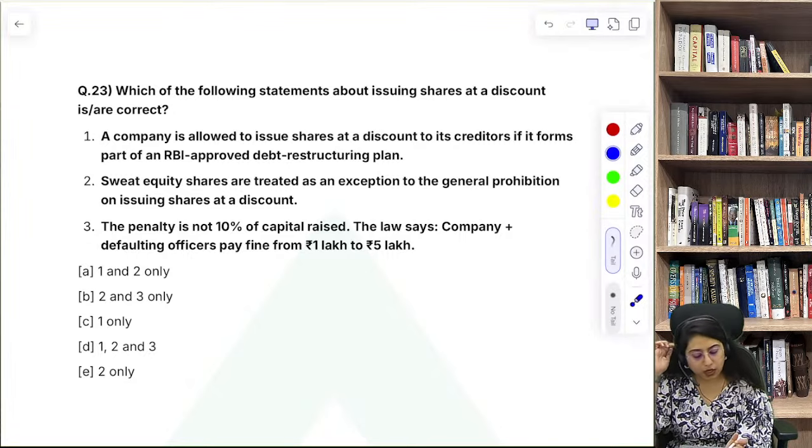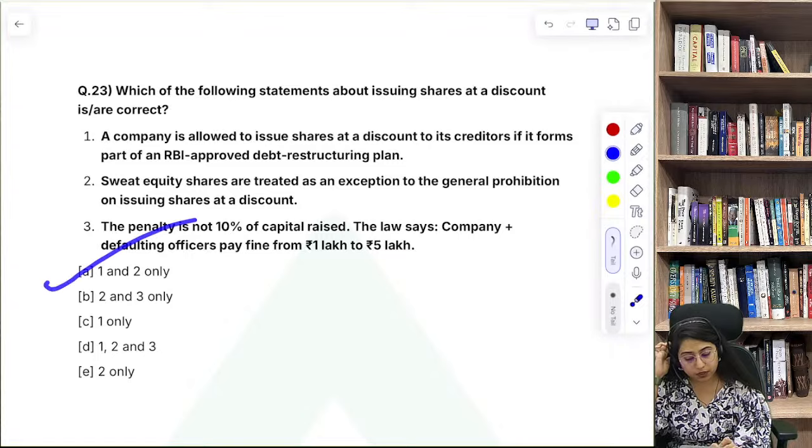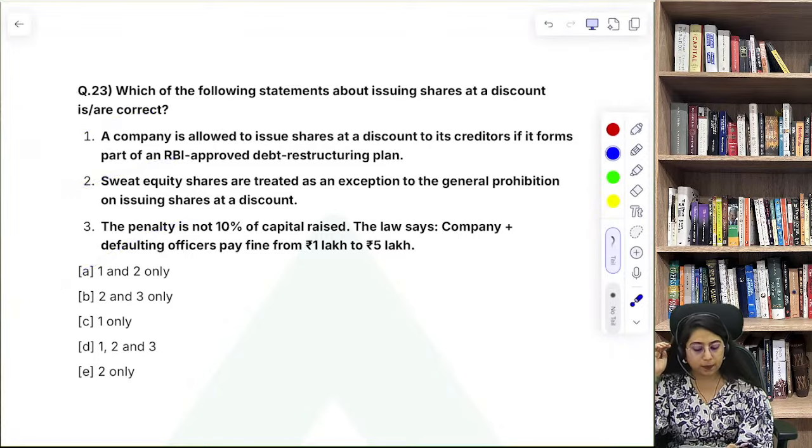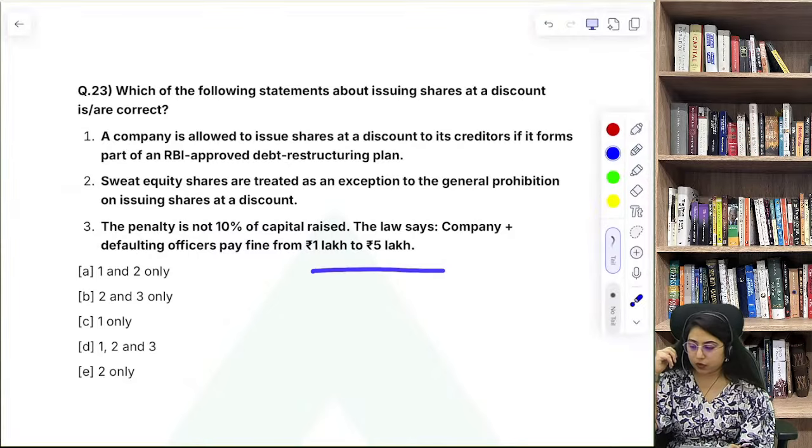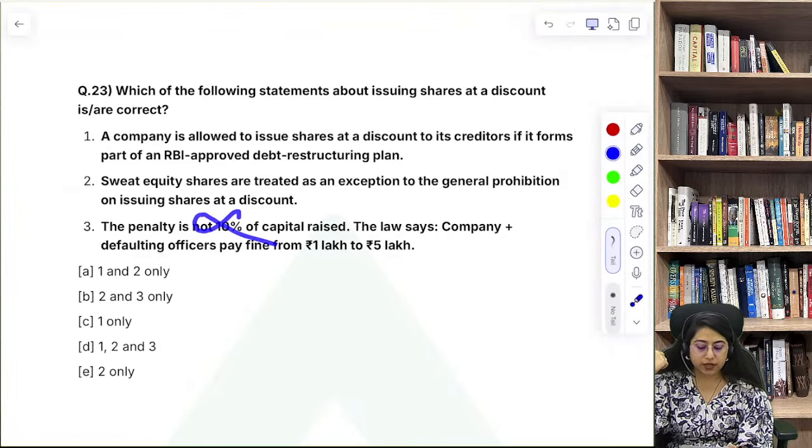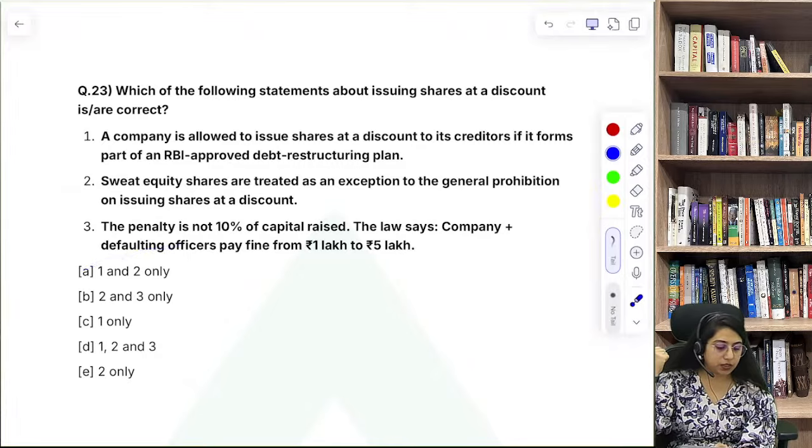Okay, so the right answer here is option A. 1 and 2 are correct. The penalty is not fixed at 10%. It is up to 5 lakh. Penalty is up to the amount raised or 5 lakh, but it is not fixed at 10%. So option A is the correct answer.